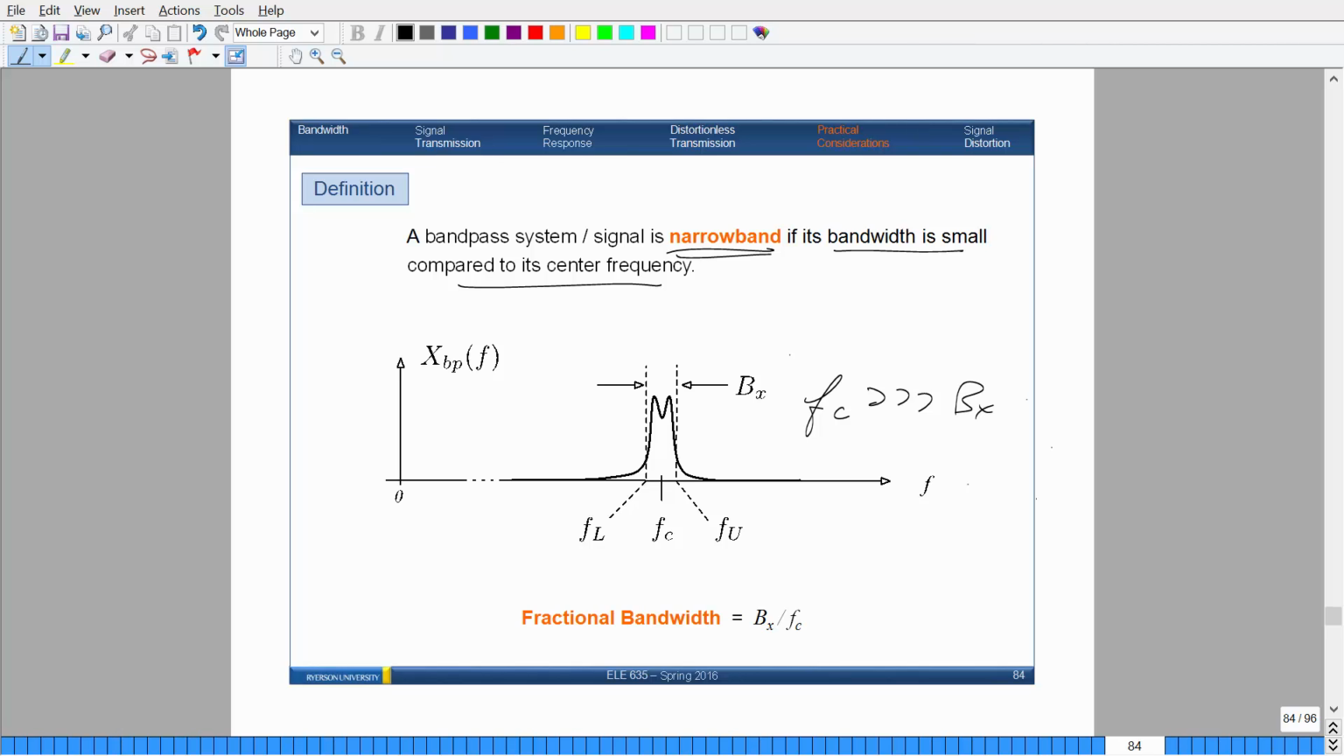Okay, so there's a performance measure we have here, which is called the fractional bandwidth. What the fractional bandwidth does is measure the ratio between the bandwidth of the actual signal and the center frequency itself. So the smaller the number is, the smaller your bandwidth is with respect to your center frequency. It just gives you a bit of a performance measure.